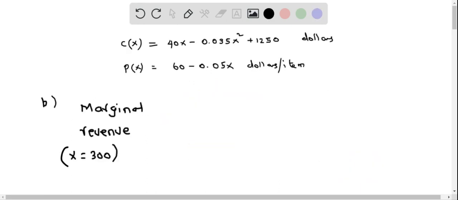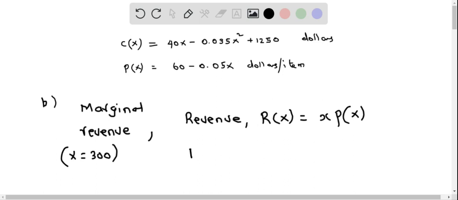We now answer part B. Here we have to determine the marginal revenue at a production level of x equals 300 calculators. First we determine the revenue function. We can write the revenue as R of x, which equals x times p of x, the demand function. So first calculate the revenue function.